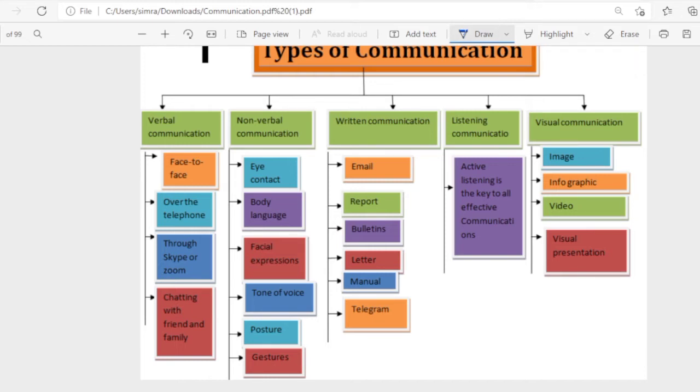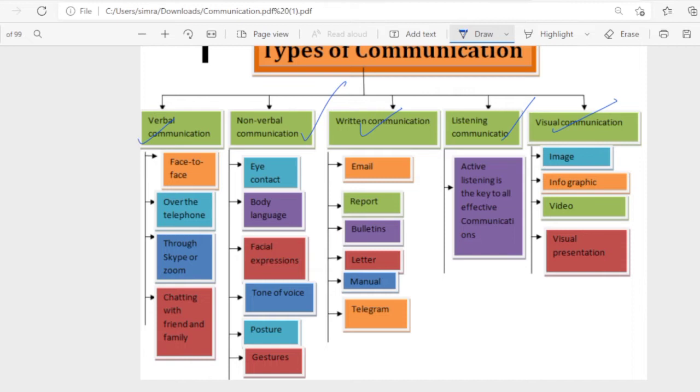Now we'll take a look at what are the different types of communication. There are many types of communication actually. These are just few which I have noted down, but in detail we'll be seeing many different types. Some of them are, first, verbal communication. In verbal communication you have face-to-face, over the telephone, through Skype, chatting. In non-verbal, again you have eye contact, body language, facial expression, posture, gestures. Then we have written, listening, visual. So these are some types of communication.